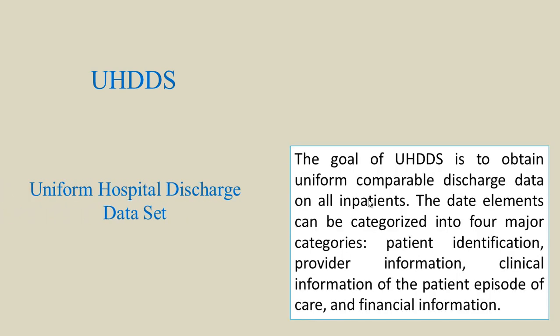UHDDS, Uniform Hospital Discharge Dataset. The goal of the UHDDS is to obtain a uniform comparable discharge dataset on all inpatients. The data elements can be categorized into four major categories: patient identification, provided information, clinical information of the patient, episode of care, and financial information.